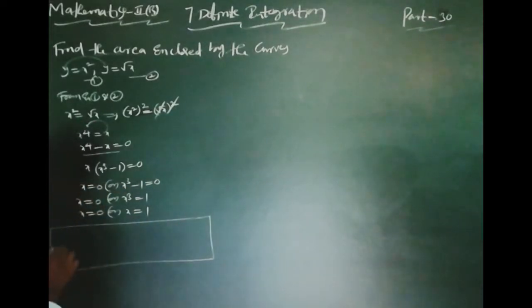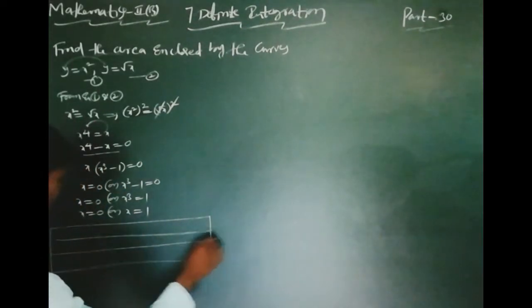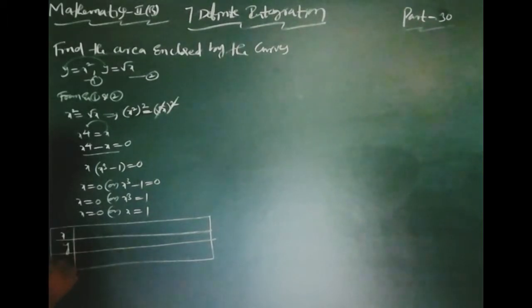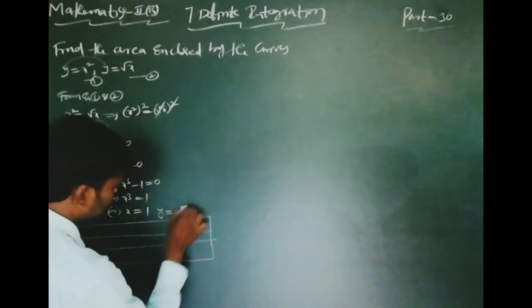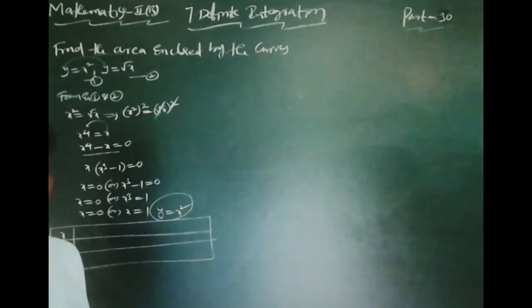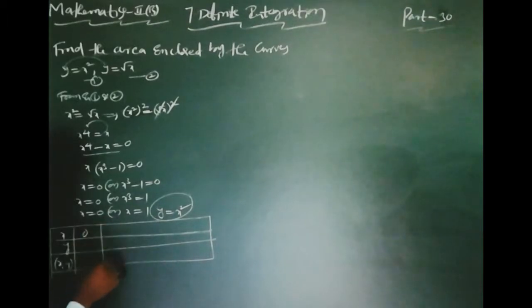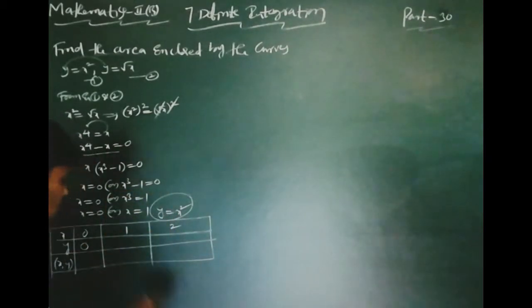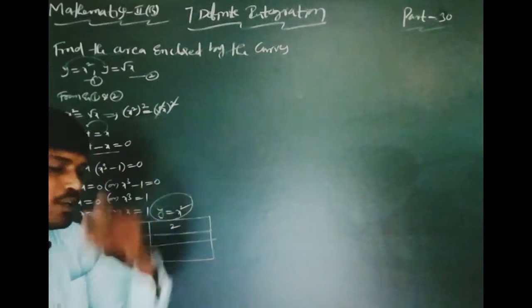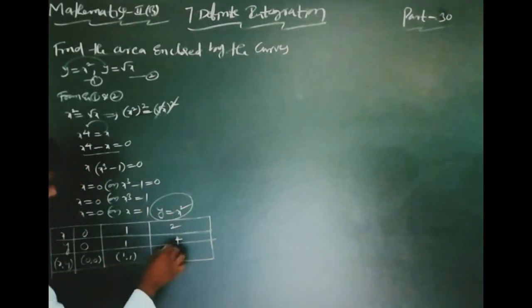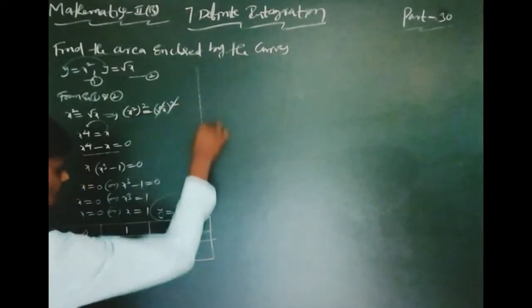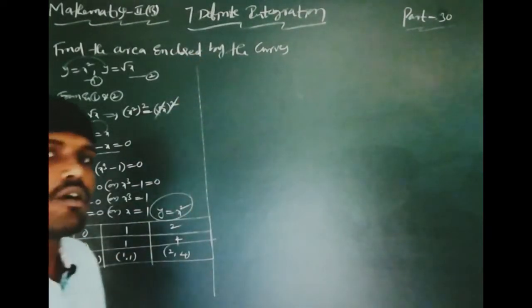Before drawing the graph, you can construct the table. In this table, first the curve y is equal to x square. First we write x values 0, after that 1, after that 2. When x value is 0, y is also 0. When x value is 1, y value is also 1. When x value is 2, y value is 2 square, 4. That is the points 0 comma 0, 1 comma 1, and 2 comma 4. This is the first curve table.